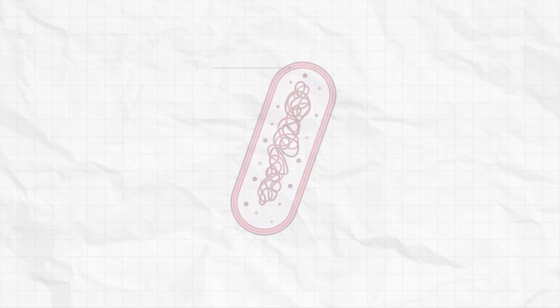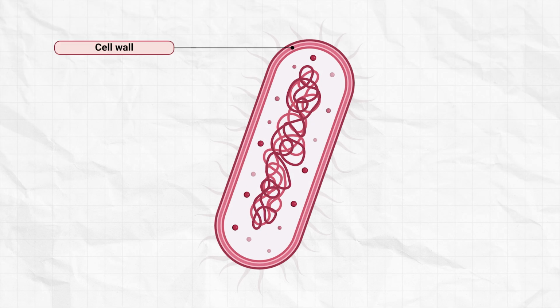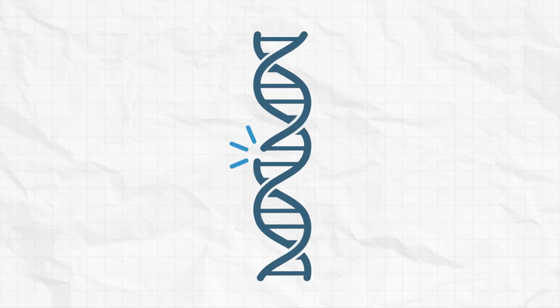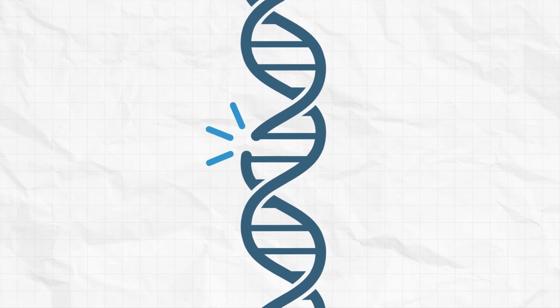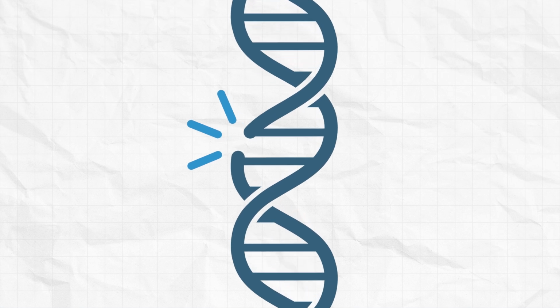AMR is a natural response that can develop in different ways. Some bacteria are naturally resistant to certain antibiotics because of their unique features, like having a cell wall that antibiotics can't penetrate. Others gain resistance by changing their genes or by sharing resistance genes with other bacteria. Let's start by focusing on mutations. AMR can develop spontaneously through natural mutations in bacterial DNA during replication.